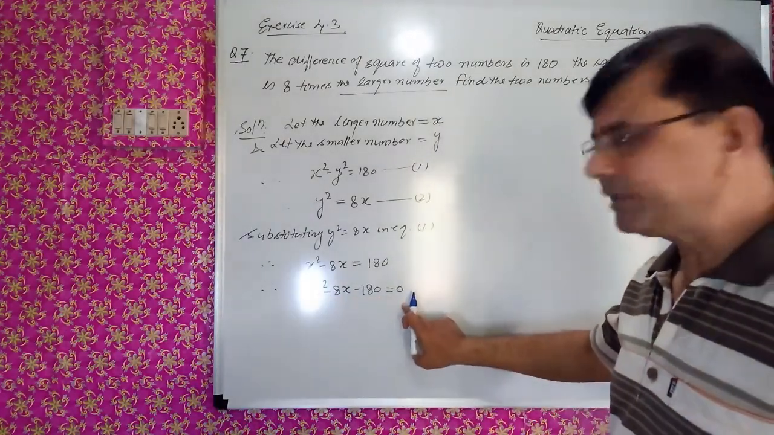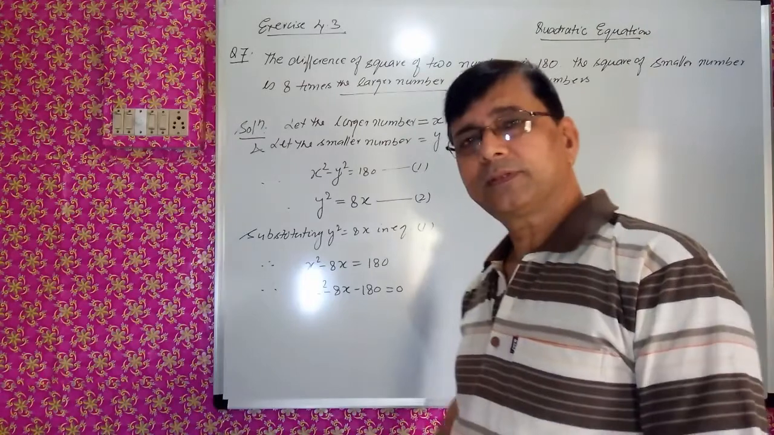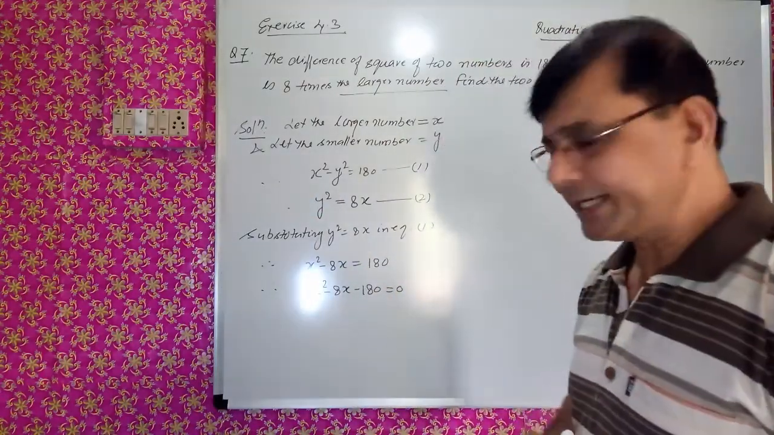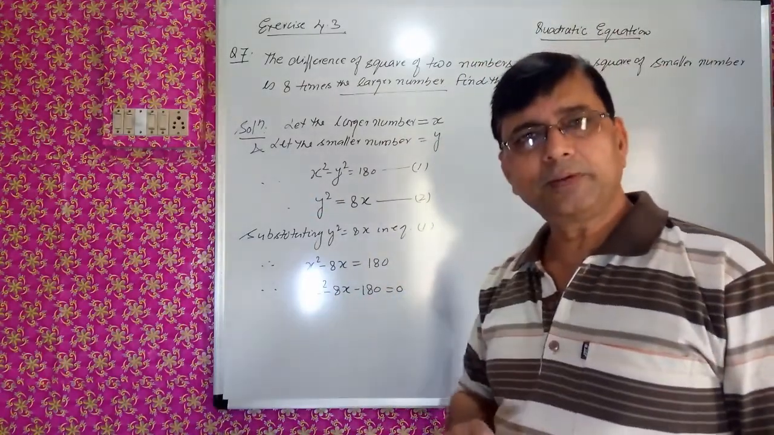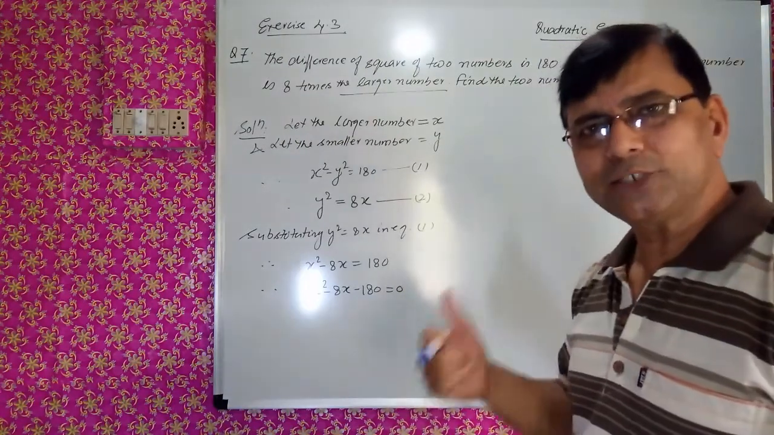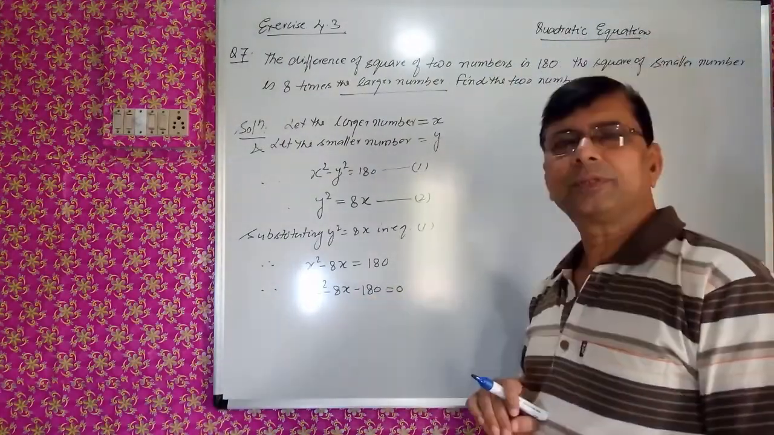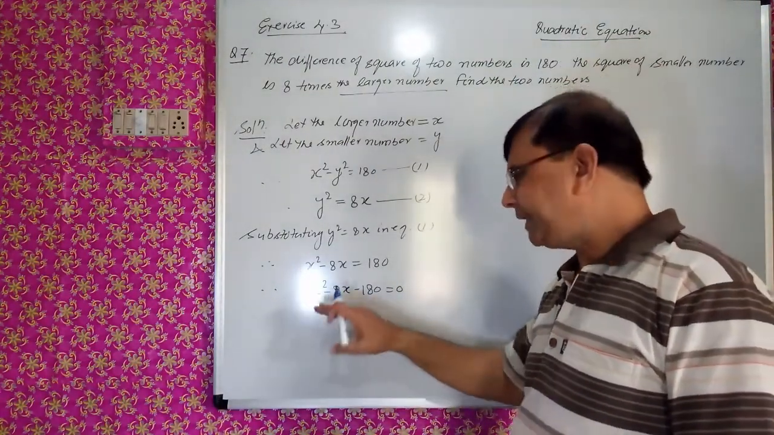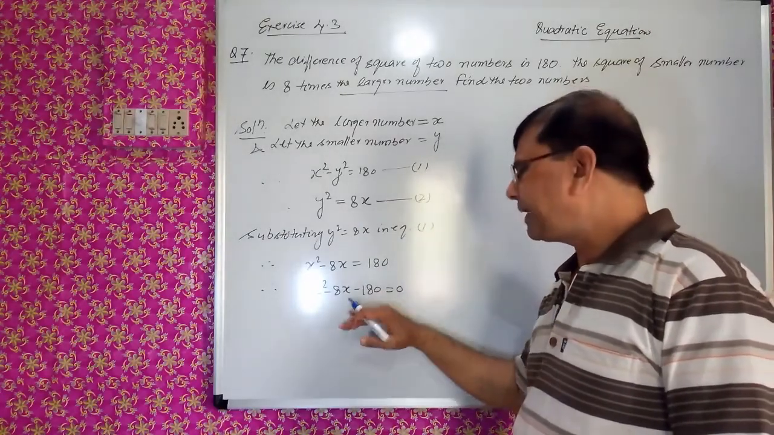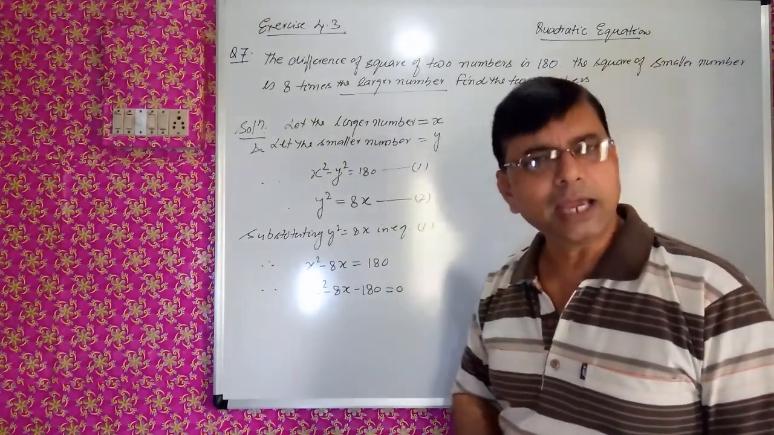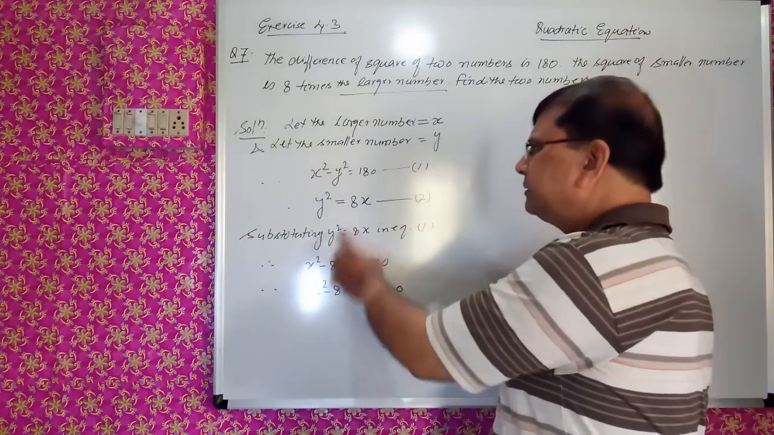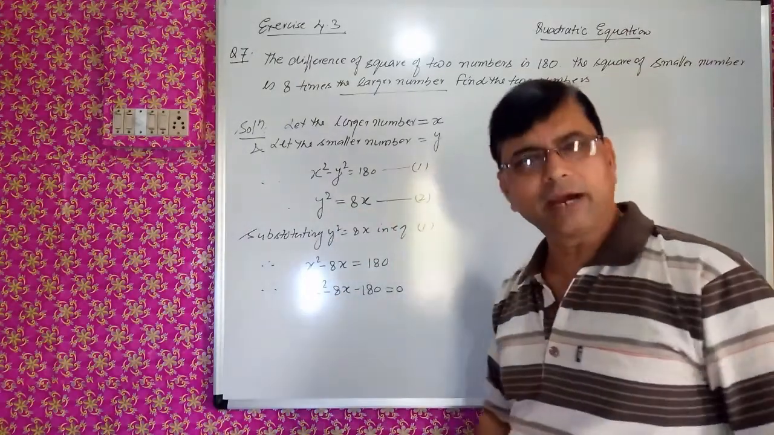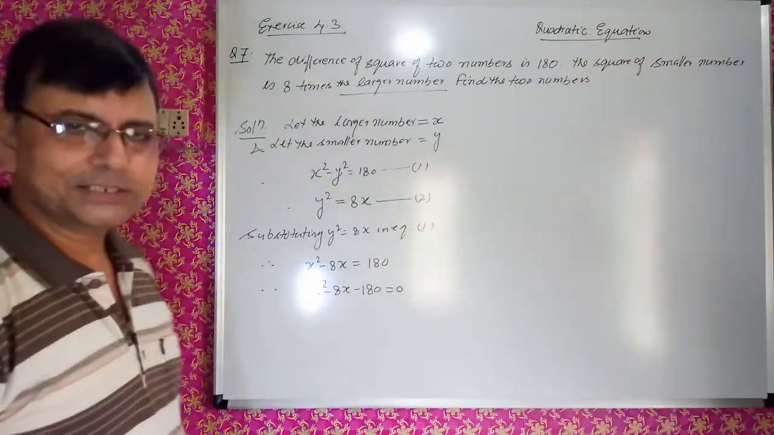So the method of solving a quadratic equation is known. A number of methods we have studied: the factorization method, the completing the square method, as well as the formula method. Any one of these three methods can be applied over here to find the value of x. Once x is known, then accordingly we can find the value of y. First we will try the factorization method.